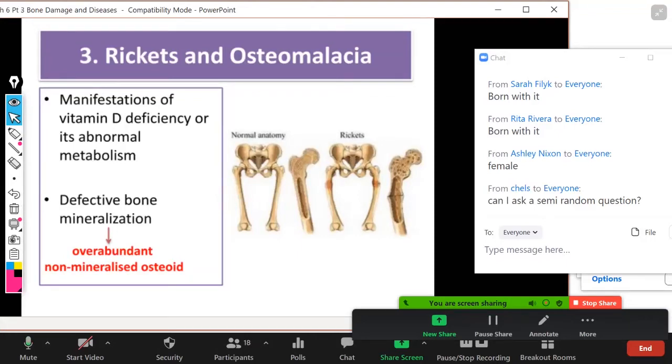Next, we have rickets. Rickets can also result in a deformity. And notice that when we talk about deformity, we often talk about the leg bones. You can see the curvature in the leg bones, and that's because the leg bones support a lot of weight. So that's why we tend to see it more in the legs than in the arms. But it can occur anywhere in the body. Rickets is also known as osteomalacia. When this occurs in adults, we call it osteomalacia.